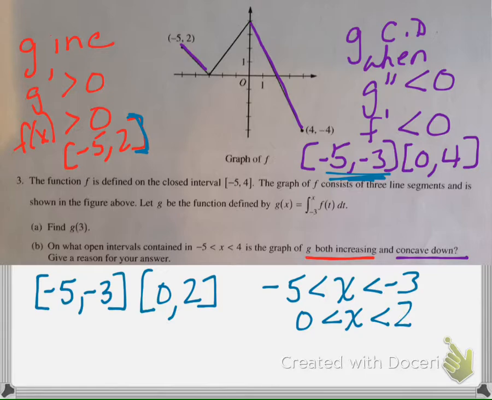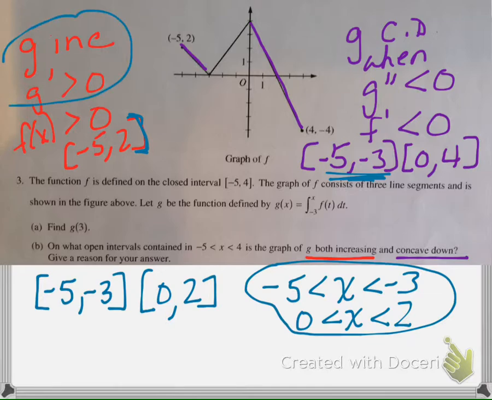If you prefer. And you got 1 point for the actual answer, and then it was 1 point for all your work before, writing things like g is increasing, g prime is greater than 0, that means f of x is greater than 0, etc. Okay, so that was the answer for part B.